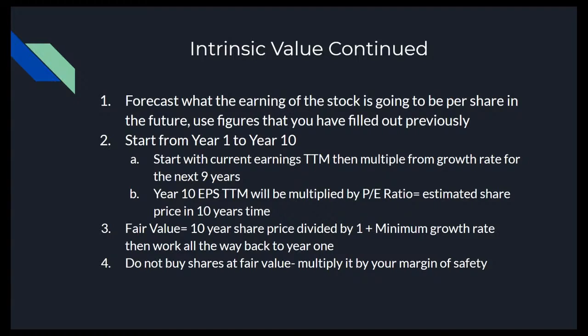Then multiply by the growth rate for the next 9 years. Once you get to year 10, earnings per share trailing 12 months will be multiplied by the PE ratio, which equals the estimated share price in 10 years' time. Okay? To get the fair value, it equals the 10-year share price divided by 1 plus the minimum growth rate, then work all the way back to year 1.